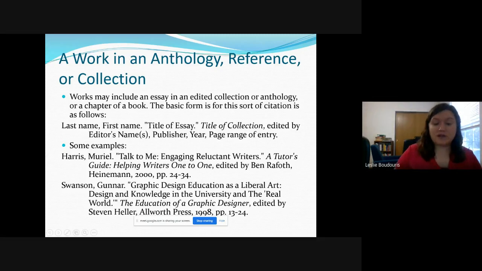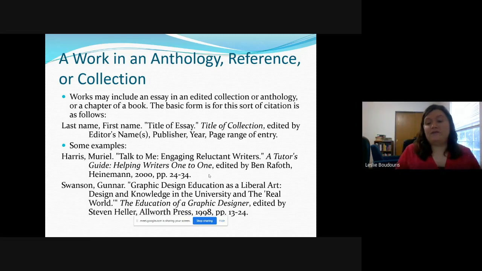So I have 2 examples down here. This is an example of how you might cite the essay for next Thursday. So you have last name, first name, article title, book title, edited by, publisher, year, and page range. And you're always going to have the page range. So you can look at that. I try to have the page numbers up there. So if it's like 24 to 34, those are the pages that you're looking at.